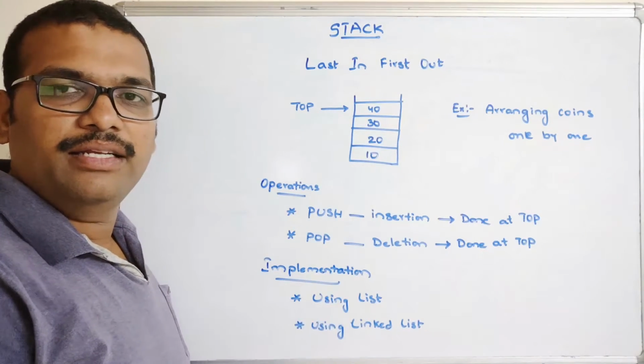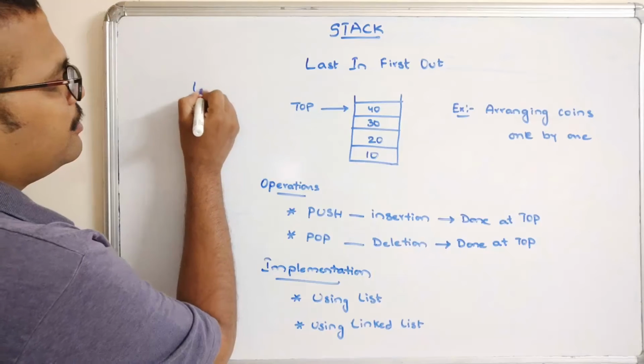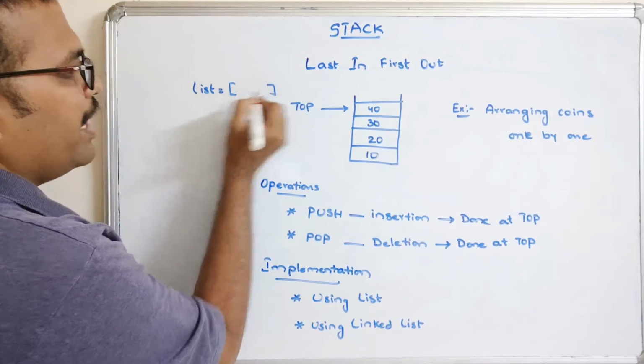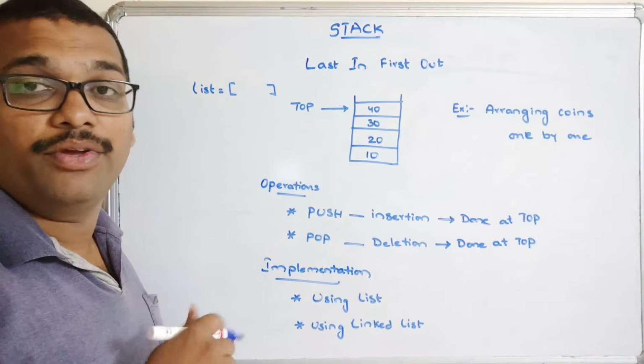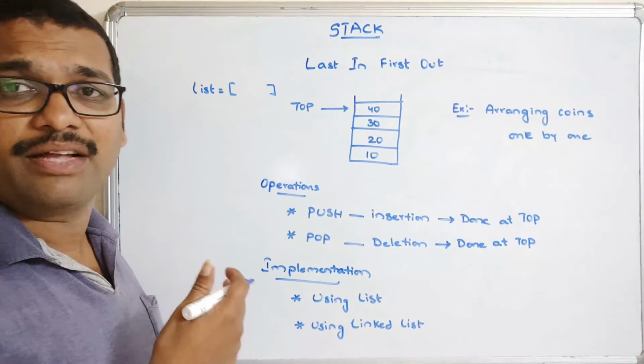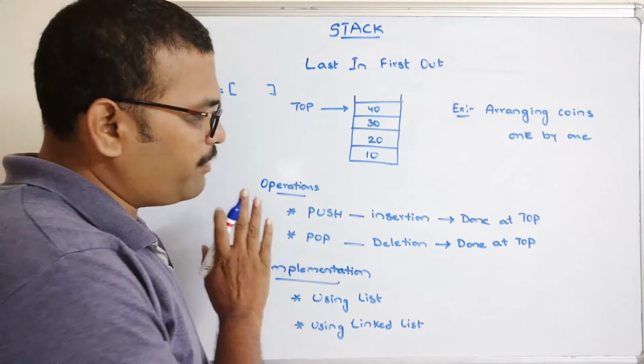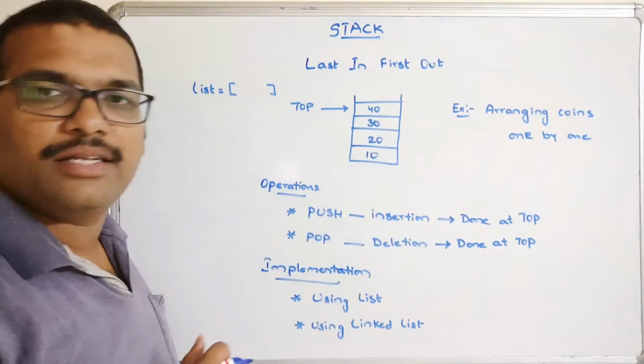So I'll post the link in the description. So we know that a list is in the form of a group of elements enclosed in square braces, and we know that there are a number of functions available for the list. So we'll make use of those functions in order to perform this insertion and deletion operation.